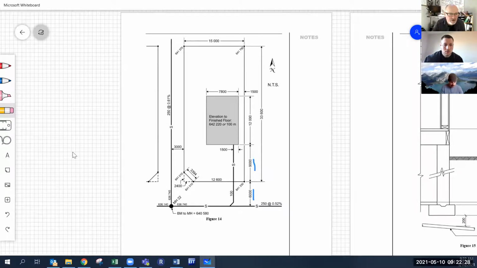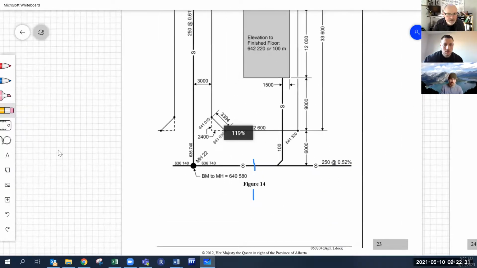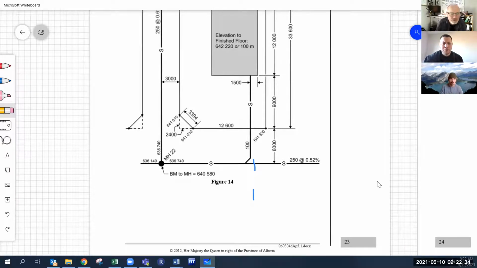So what we'll do, hang on a second, let me just zoom in. So the 636740 is what we have, right? 636740 is this invert. So what we're going to do is go right here. Because this is an actual invert, we can then determine this run. Let's determine how far this run is at this grade, and we'll just add it to this number. And we should be able to get what we need.